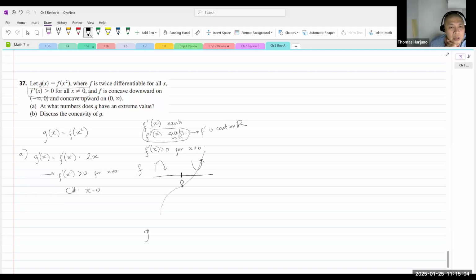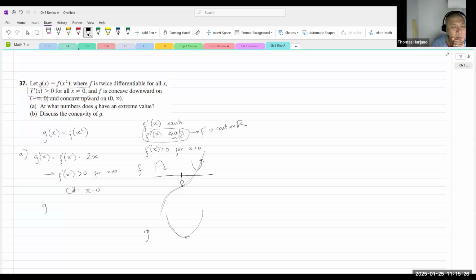So if the graph looks like this, I need to reflect that. So it will be like this then, right? Okay, that's the minimum. In fact, yeah, that's the absolute minimum.